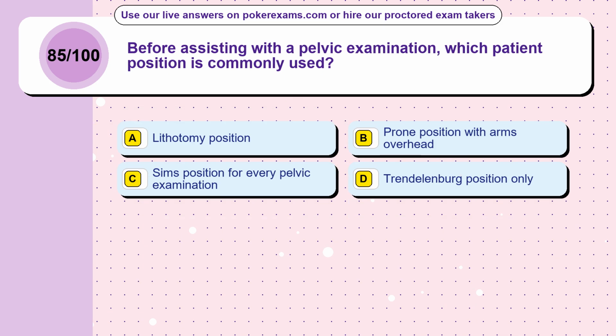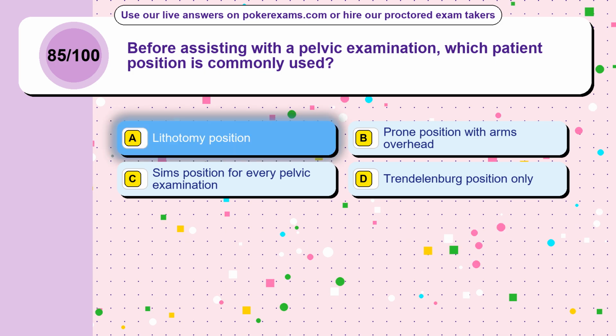Question 85. Before assisting with a pelvic examination, which patient position is commonly used? Option A, lithotomy position. Option B, prone position with arms overhead. Option C, Sims position for every pelvic examination. Option D, Trendelenburg position only.